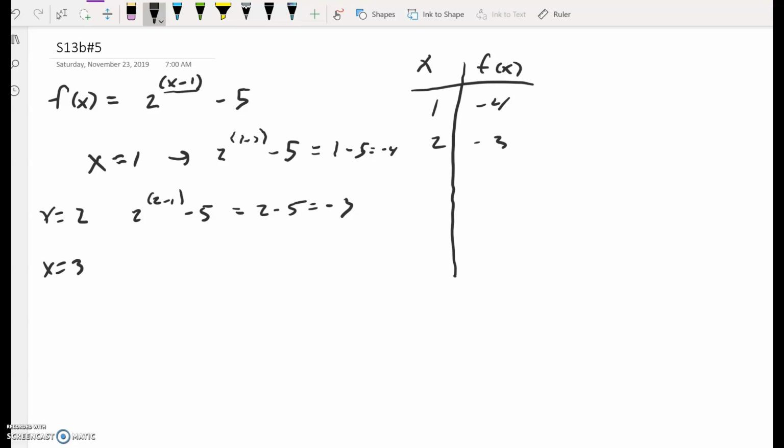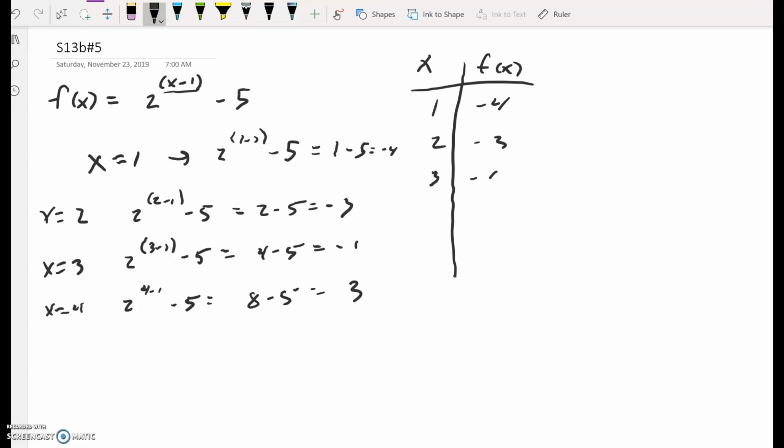Why not choose 3.1? Well, it's too hard to think about. So far, I haven't even had to use a calculator. So now I have 2 to the 3 minus 1 power minus 5, and that equals 2 to the second, which is 4 minus 5 equals negative 1. And x equals 4, that's 2 to the 4 minus 1 power minus 5, that's 2 to the third, that's 8 minus 5, that's 3.